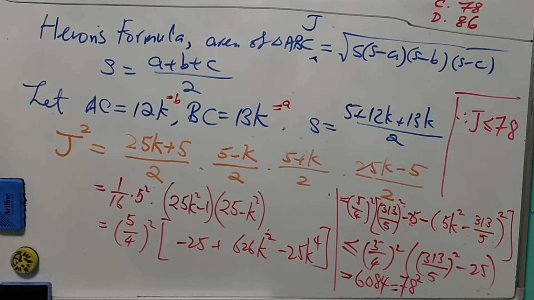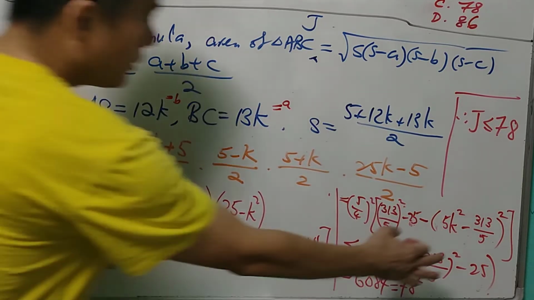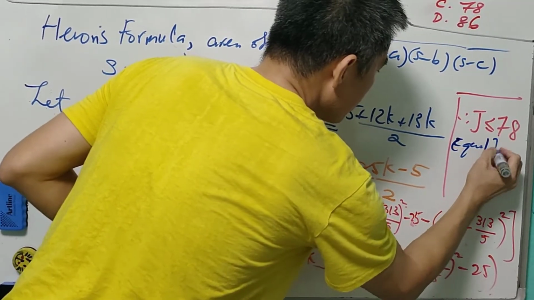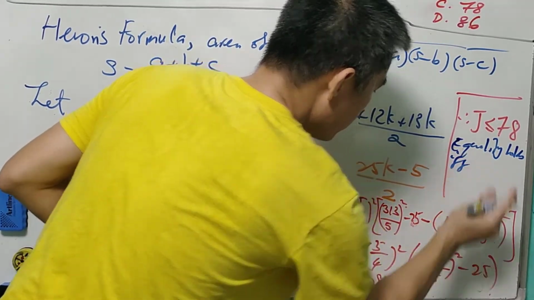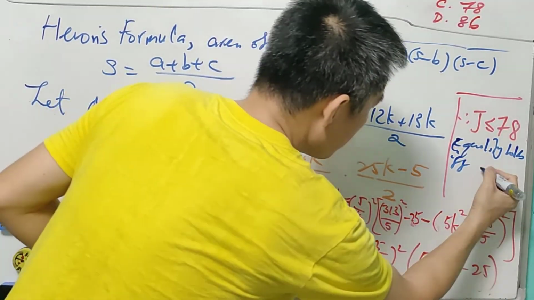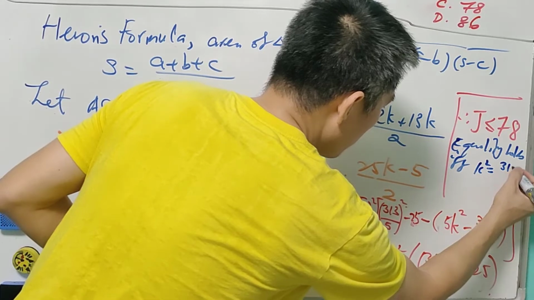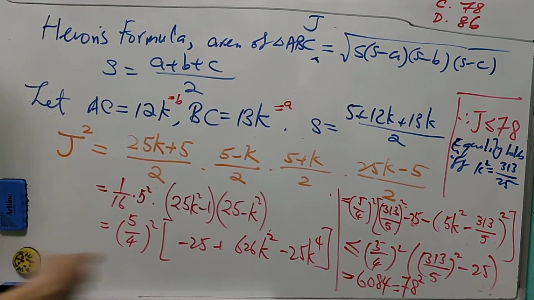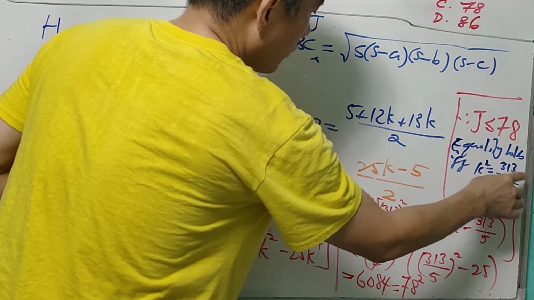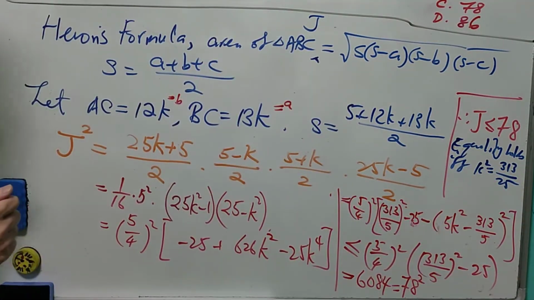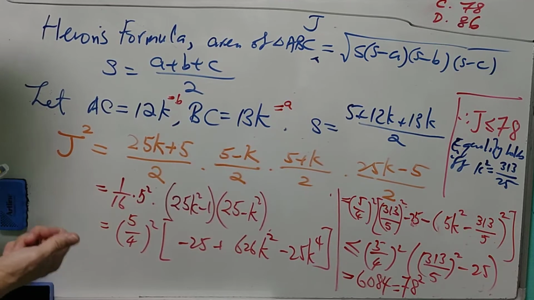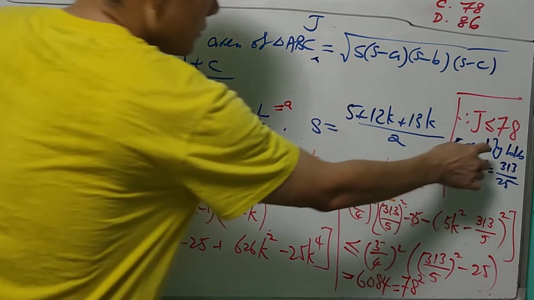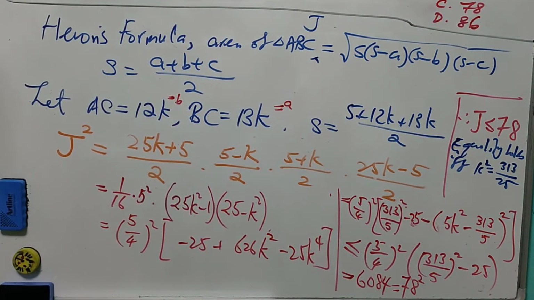And we need to verify whether 78 is the maximum value of J. The equality holds if and only if this equals 0. It means that K squared equals 313 over 25. And which means that K will be equal to the square root of 313 over 5. That is a positive value for K. And this means that 78 is reachable.